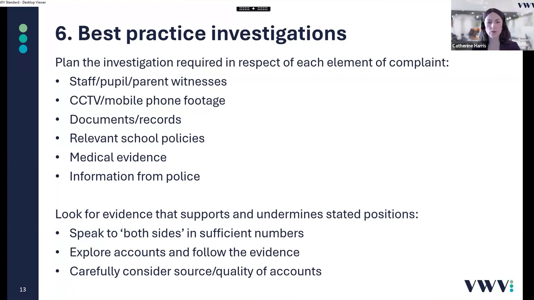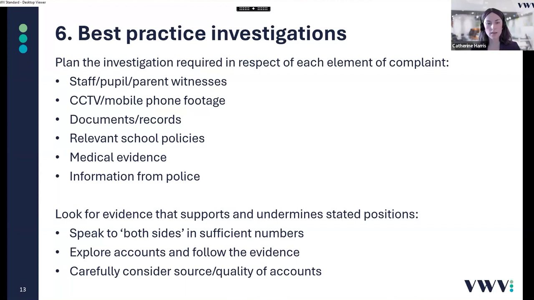In terms of witness interviews, the investigator should also think about whether any reasonable adjustments are needed for the interview, and the pupil might also need to be supported by an unconnected staff member that they trust. And as you'll be aware, the investigator should not ask leading questions. So that's questions that suggest the desired answers, because the investigator should be acting impartially and in good faith.